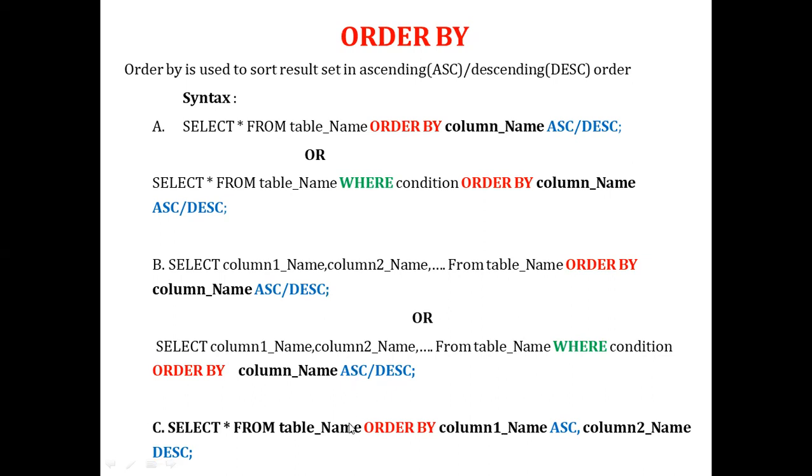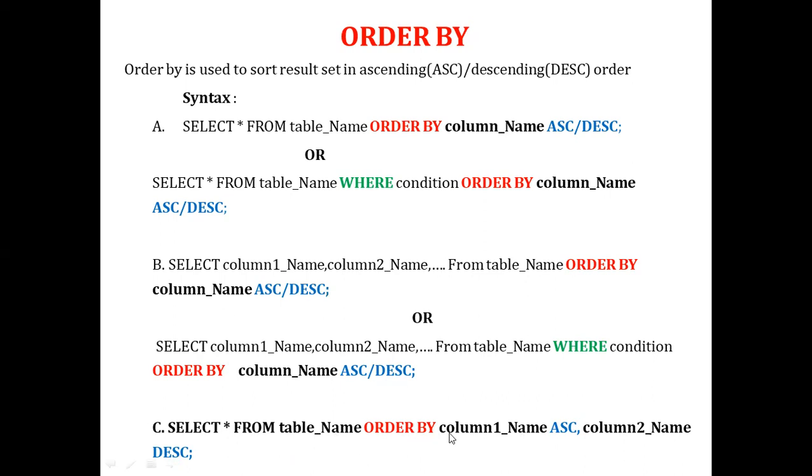Now there is a third possibility: can you apply ascending or descending sorting only on one column at a time? No. You can sort on multiple columns also, in different combinations. That is, SELECT * FROM table name ORDER BY column 1 in ascending order, column 2 in descending order. Whatever number of columns you require for sorting, sorting will take place depending on that.